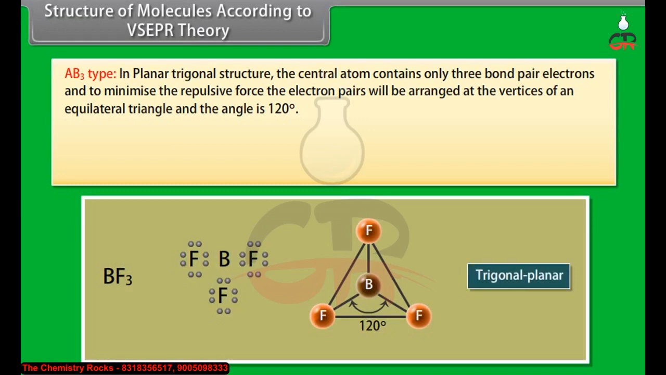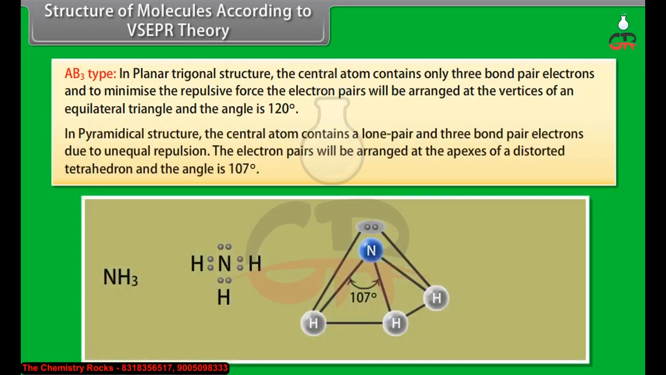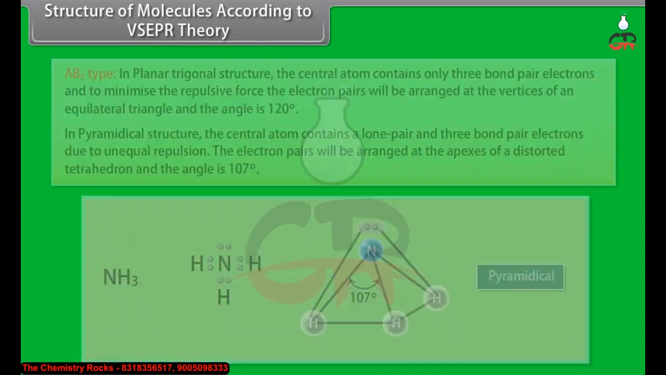AB3 type. In planar trigonal structure, the central atom contains only three bond pair electrons, and to minimize the repulsive force, the electron pairs will be arranged at vertices of an equilateral triangle, and the angle is 120-degree. In pyramidal structure, the central atom contains a lone pair and three bond pair electrons. Due to unequal repulsion, the electron pairs will be arranged at the apexes of a distorted tetrahedron, and the angle is 107-degree.